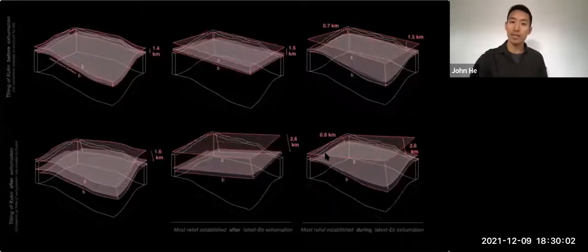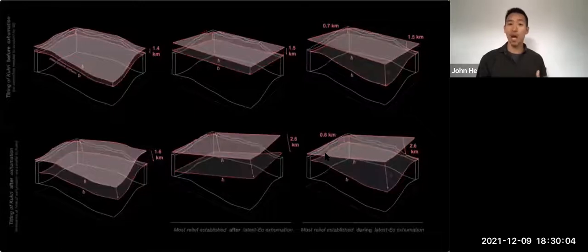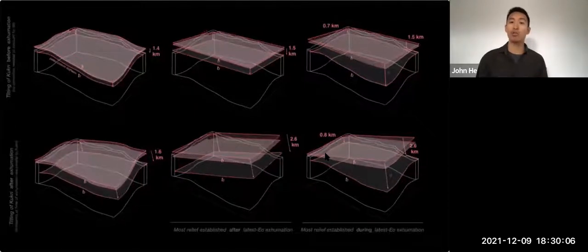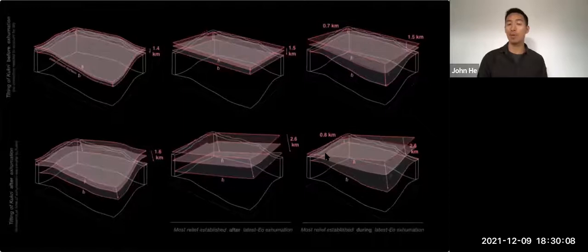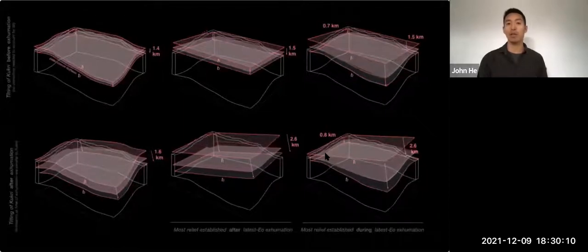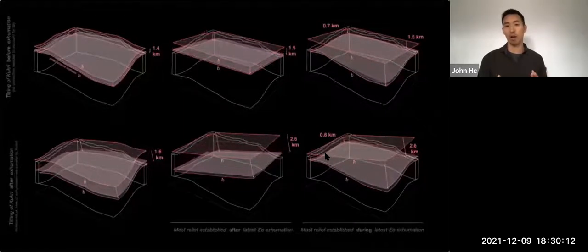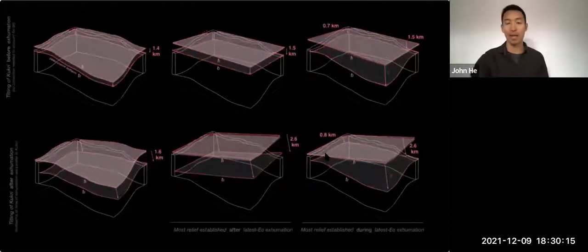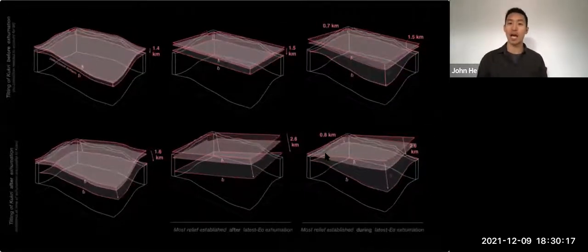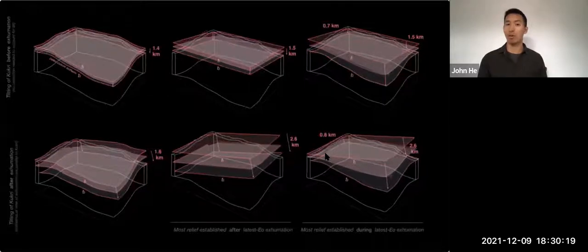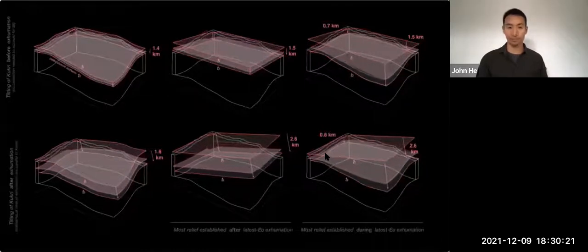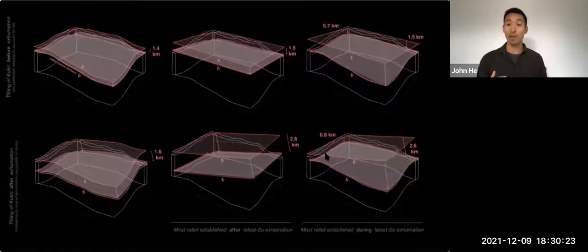And what you'll notice is in these figures, the top surface represents the closure isotherm at T1, the time at which the topmost sample came close enough to the surface for the thermochronology clock to start ticking. And the bottom surface represents the time at which the bottommost sample came close enough to the surface. So the top and bottom red surfaces.